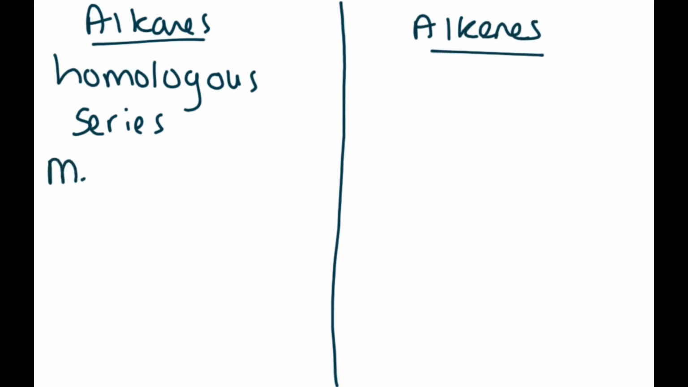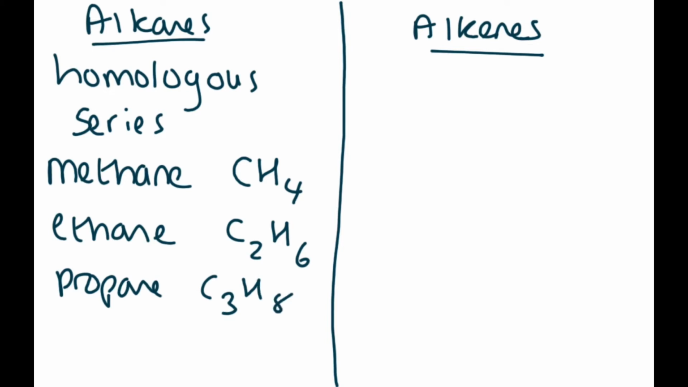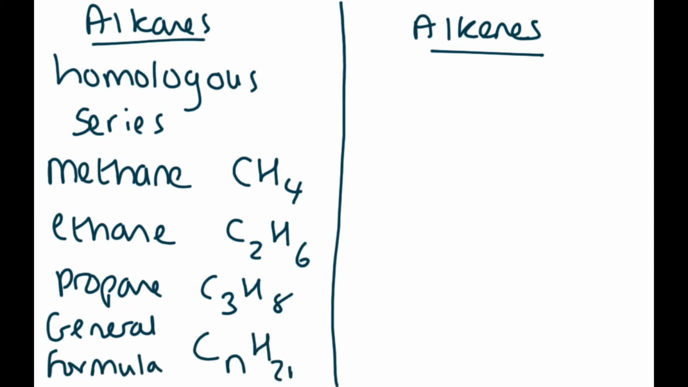The first member of the alkanes is methane with 1 carbon and 4 hydrogens. The second member is ethane with 2 carbons, and then you have propane with 3 carbons. So the general formula of alkanes is CnH2n+2.